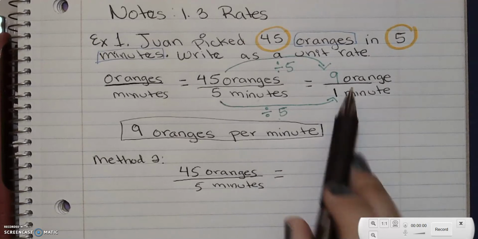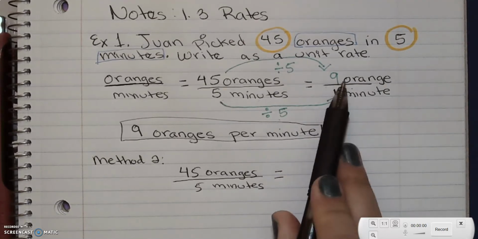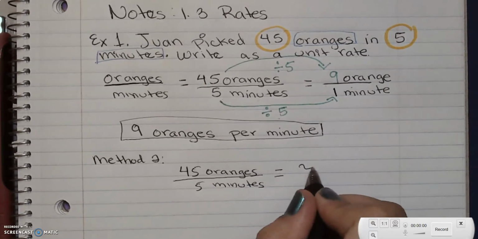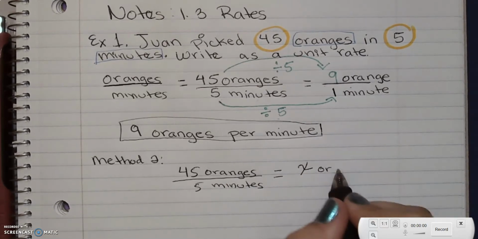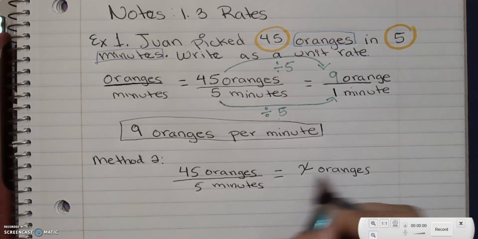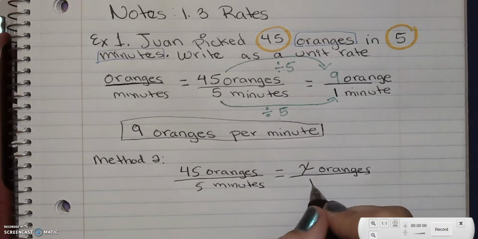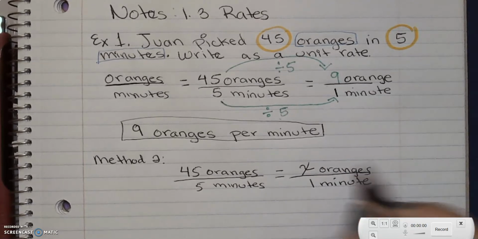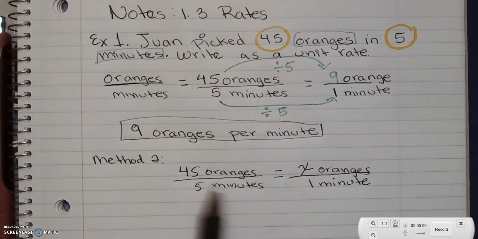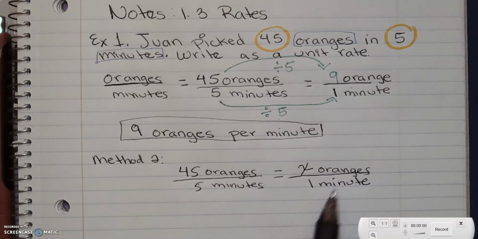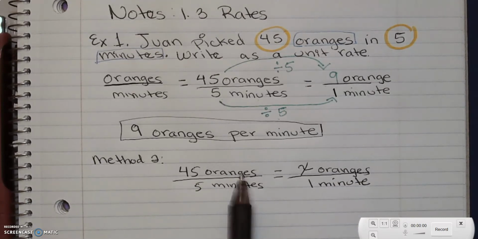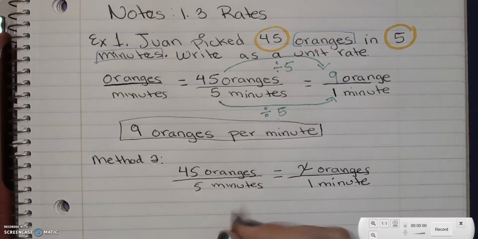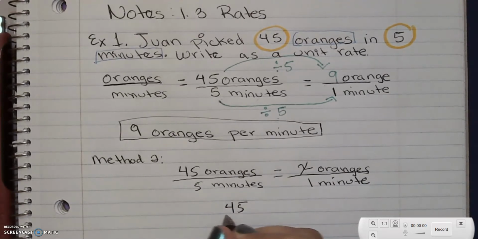Okay, but now I don't know what the quantity is here. So I'm going to put X. Okay, X oranges over, and we need 1 minute because we need to get our unit rate. So I'm going to put 1 minute. Okay. Now when you have this set up, you're now going to do cross multiply. Okay. So I'm going to take off all of the units so you don't see them. So this is now going to turn like this.